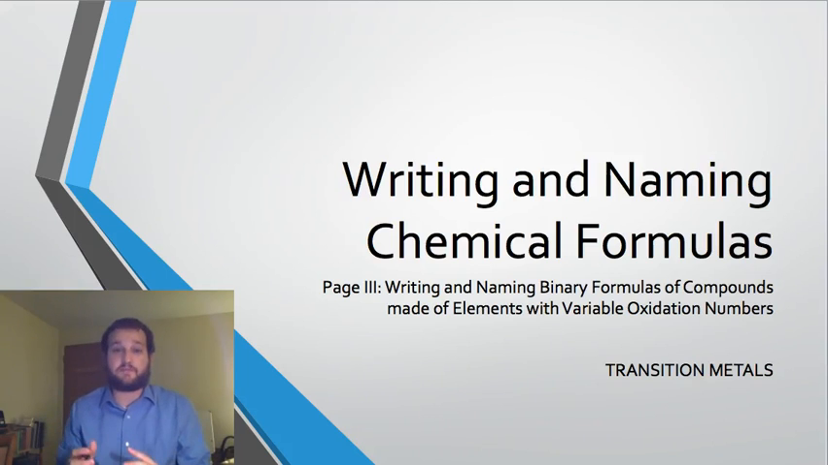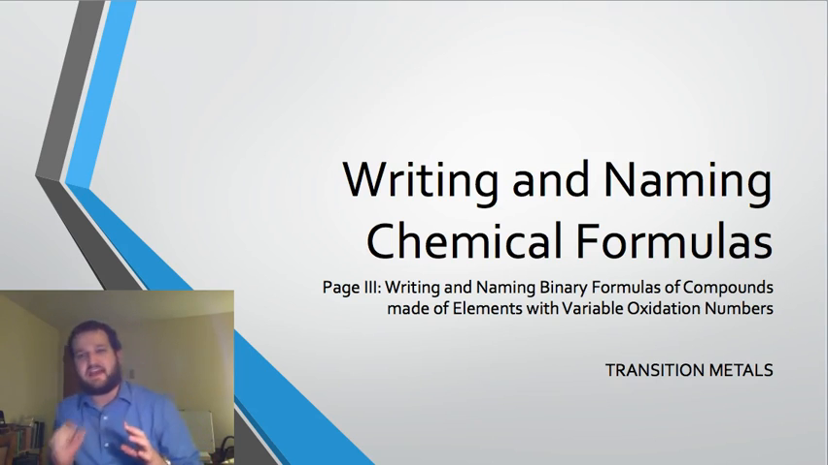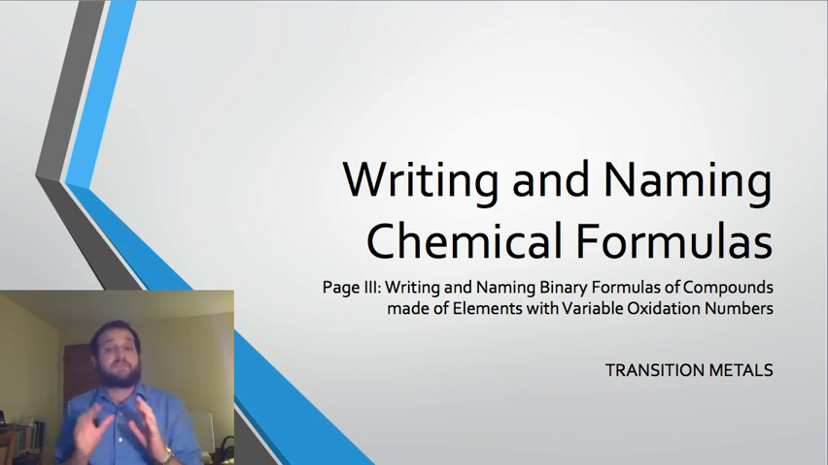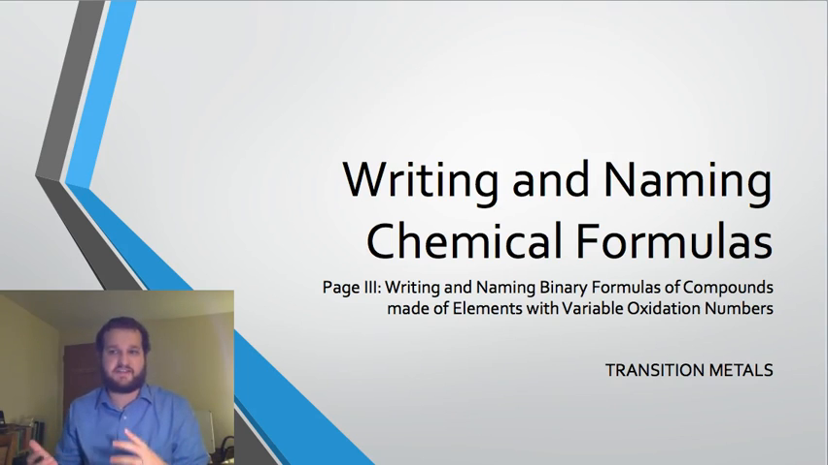So if you take a look at page Roman numeral 3, this page is dedicated just to writing and naming binary formulas of compounds made of elements with variable oxidation numbers. Of course, that totally makes sense. Ish. What this really means is that we're going to be looking specifically at problems that include the transition metals.